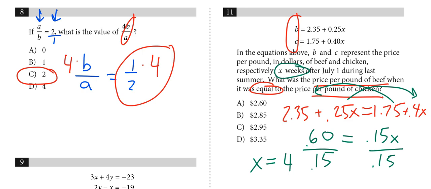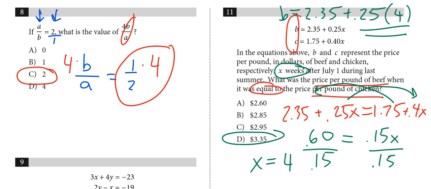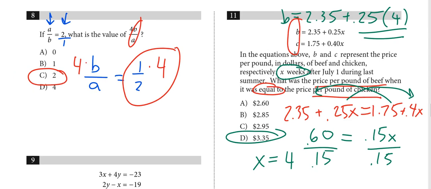So remember, x is 4 weeks. We just figured out that it was 4 weeks until they're both the same. How are we going to find the answer to their question? Plug it in. Does it matter which equation we use? No, it shouldn't, because they're supposed to be equal. So, pick your favorite one. 2.35 plus 0.25 times 4. This is an easy one, because that's $1 right there. So $1 plus 2.35 makes 3.35. But yeah, it doesn't matter which one you plug it into. You're just going to find the price.